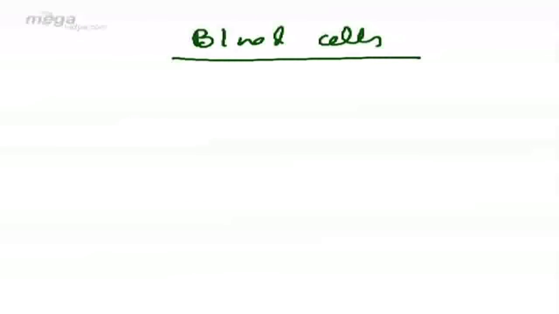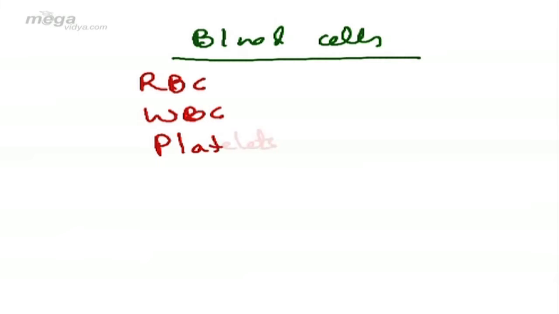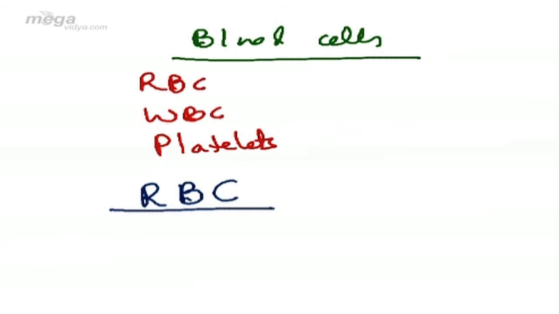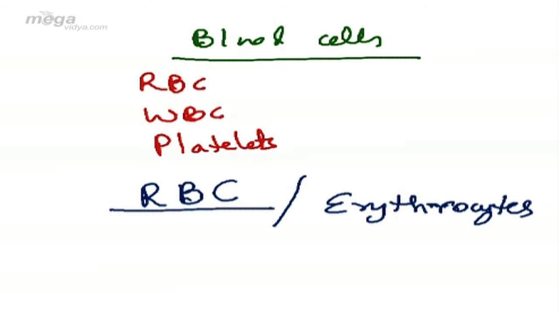Coming to blood cells, there are three types of blood cells, namely RBC, WBC, and platelets. If we talk about these individual blood cells, we'll start with RBC, red blood corpuscles, also called erythrocytes. Each type of blood cell, whether it is RBC, WBC, or platelets, develops in bone marrow, which is a cavity present in long bones of the body.